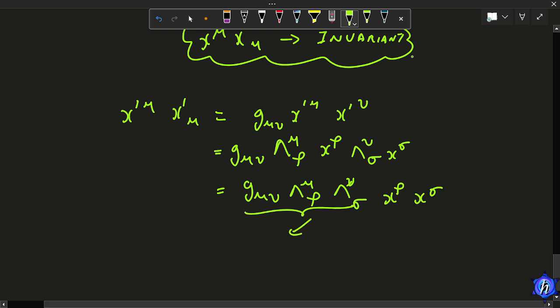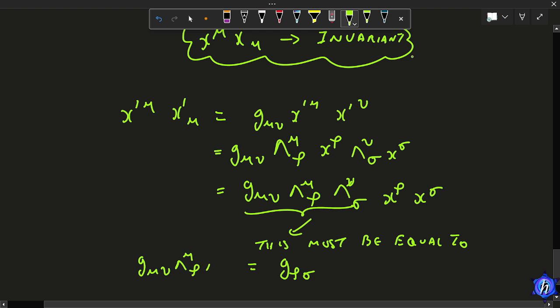Now it looks like this, so this must be equal to G. You understand, right? You can get this in any good STR book. So what we have done is, we merely contracted these indices to get a new metric.